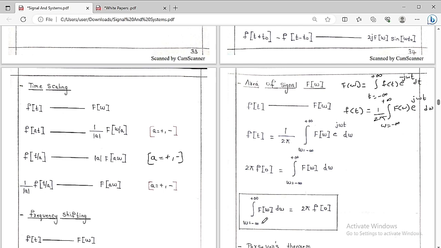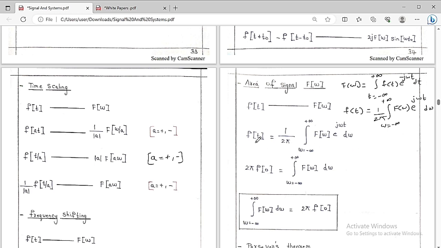Therefore, if you want to know the area under F of omega, then just find 2 pi into f of 0. f of 0 means for the signal f of t at t equal to 0, what is the value? Just figure that out and multiply by 2 pi, then you get the area under F of omega. So always remember, if you know f of t, then you can get F of omega, which is the integration from t equal to minus infinity to plus infinity of f of t into e to the power of minus j omega t dt. But if you know F of omega and you want f of t, then f of t is equal to 1 by 2 pi integration from omega equal to minus infinity to plus infinity of F of omega into e to the power of plus j omega t d omega.